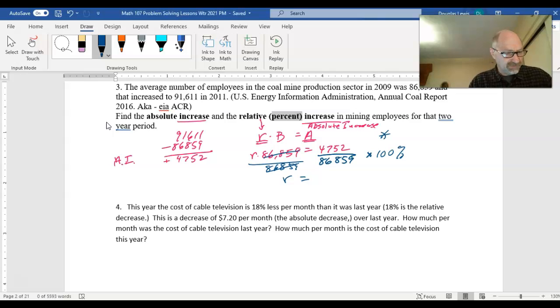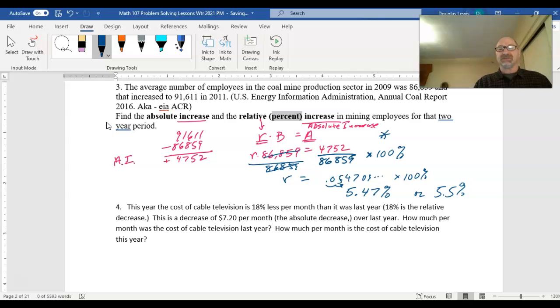So we get 4752 divided by 86,859, and that is 0.054709, and it goes on and on. But if I multiply that by 100%, you know when you multiply by 100, it's just as simple as moving the decimal 2 places to the right. So that's about, I'll just write 5.47%, or you could round off to 5.5%. It just depends. It doesn't indicate in this problem how to round, so we'll just do it there. Okay?